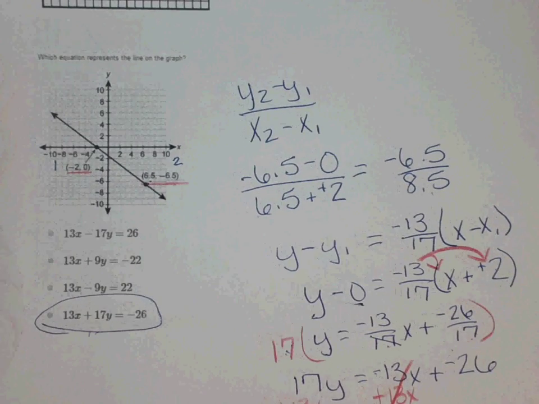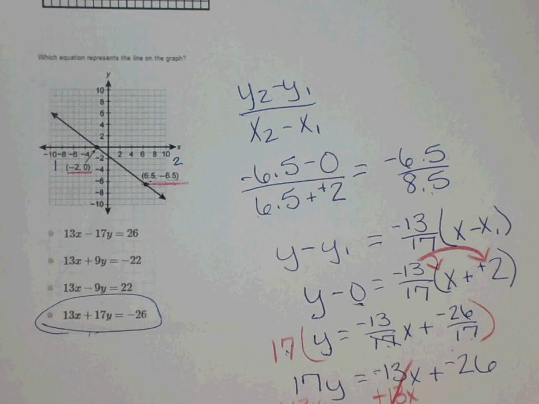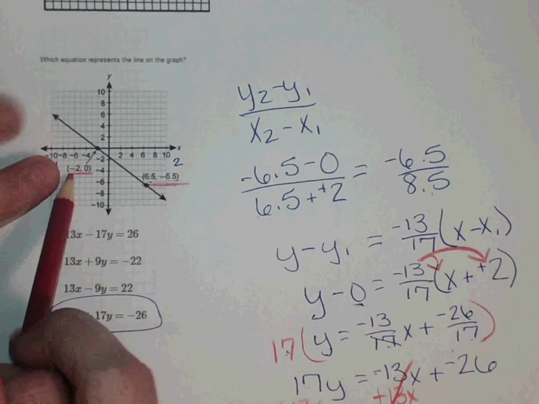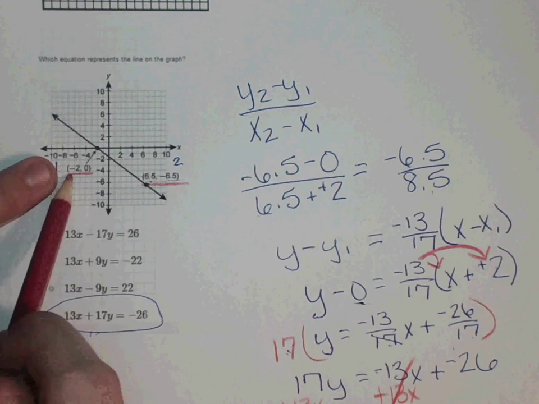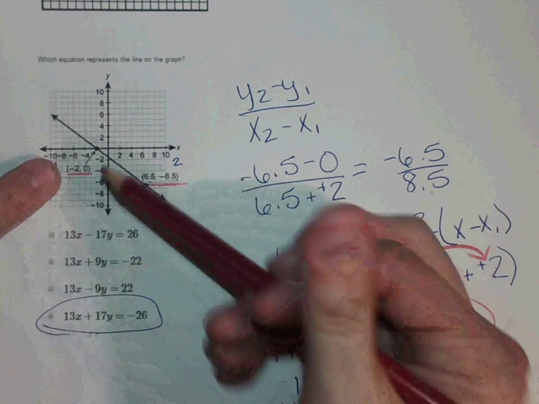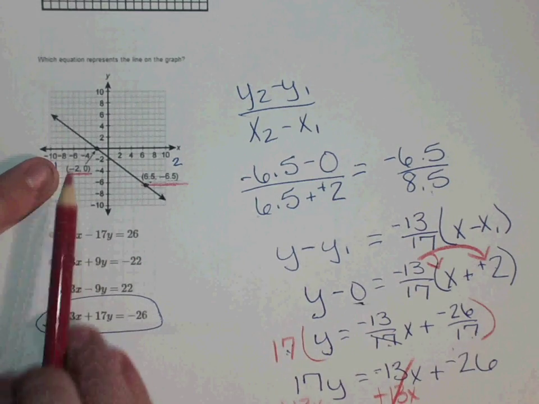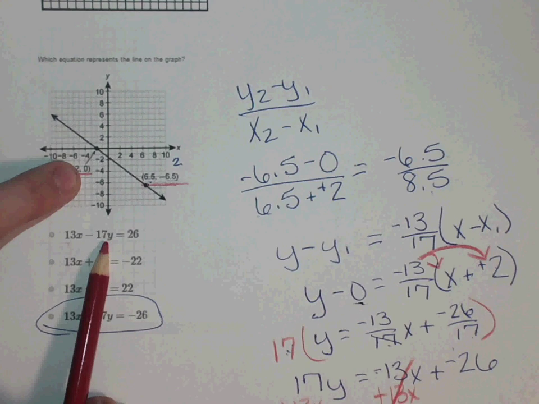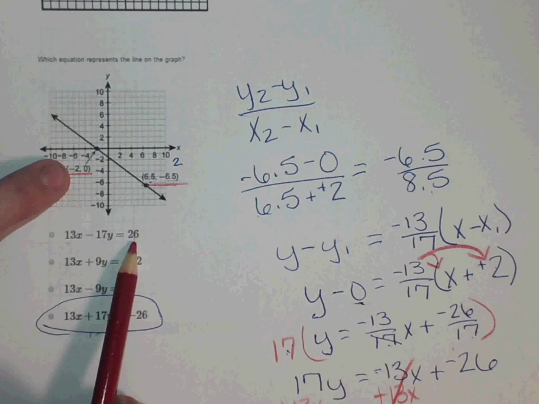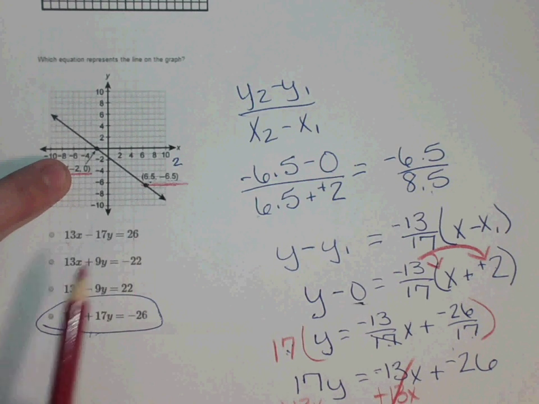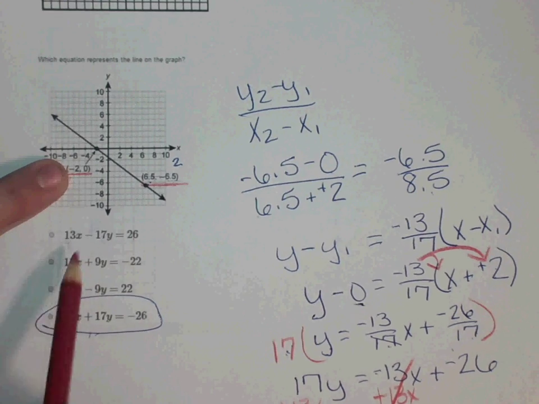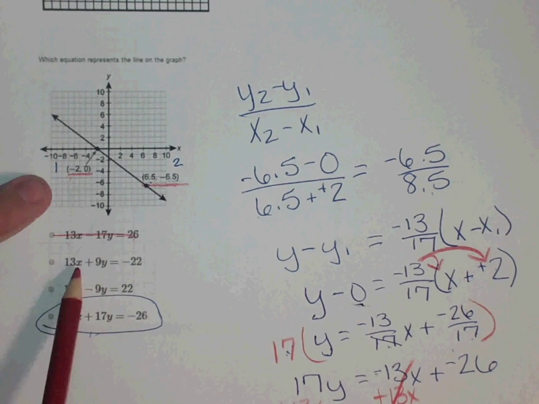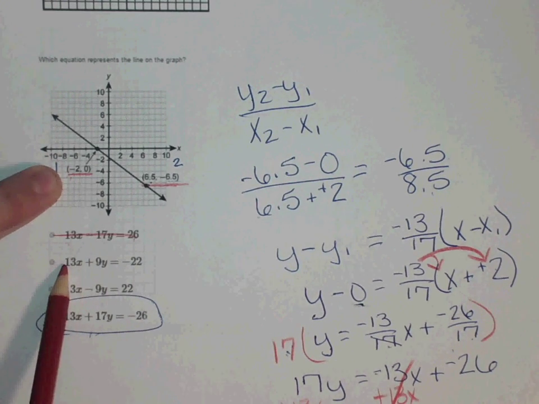Now, if you get to a question like this and say, oh my goodness, I'm lost, what you can do, I would pick the easier of the two pairs, which is negative 2, 0 here, and I would plug them in. Negative 2 times 13 would be negative 26 minus 17 times 0. That's not positive 26. That would be negative 26. So that couldn't have been my answer.